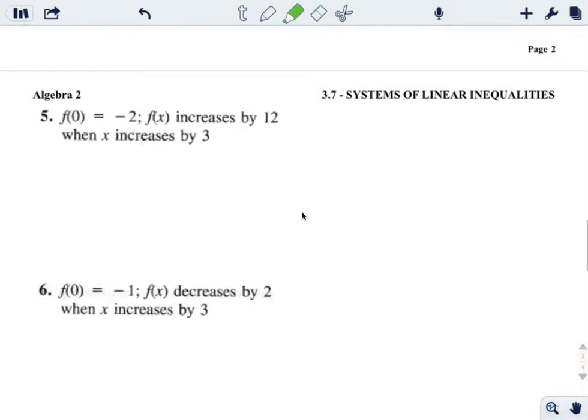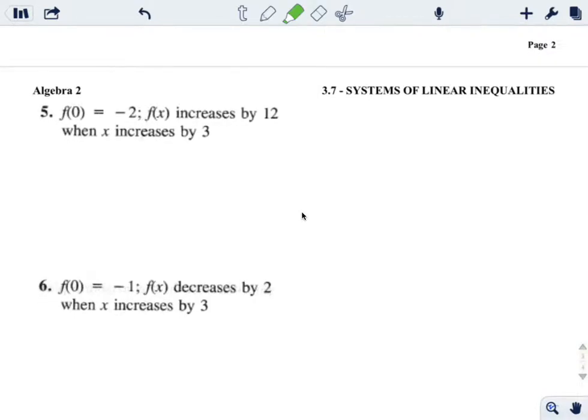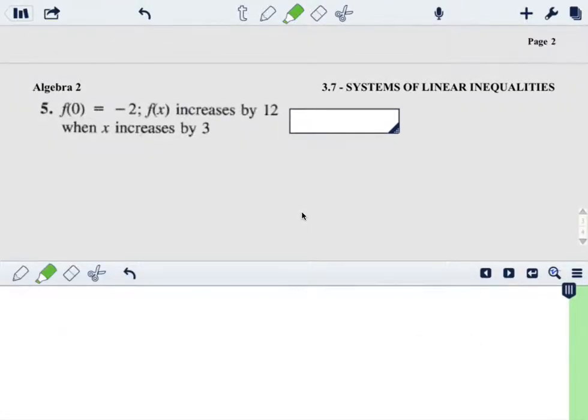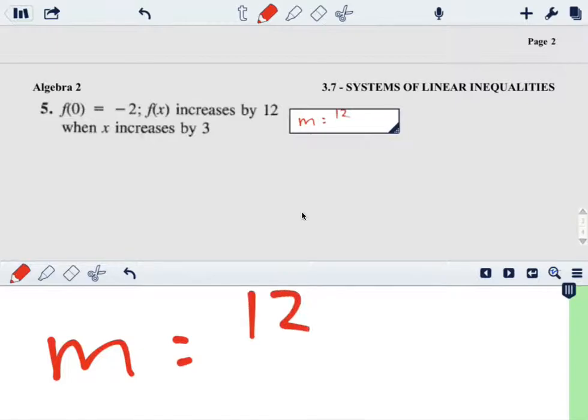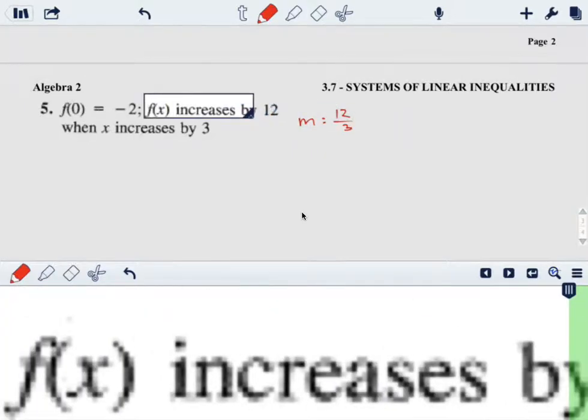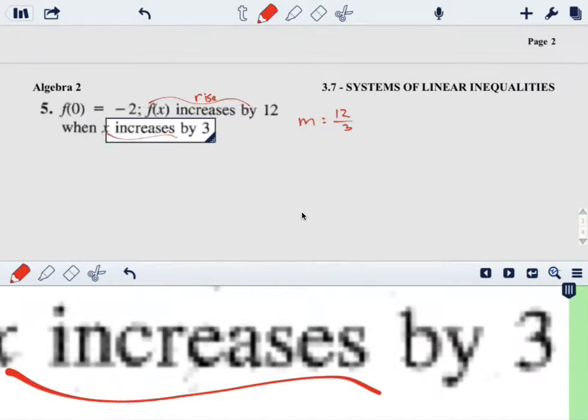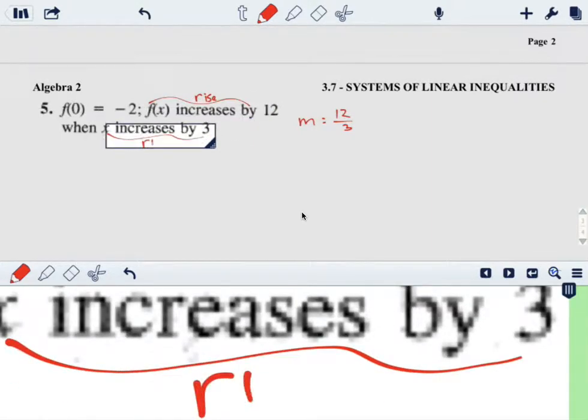Okay, increases by 12 when x increases by 3. That's another way to do a problem. Basically, that's telling us m is equal to 12 over 3. Okay, f of x increases by 12. This part right here, that's your rise. This part right here, that's your run.